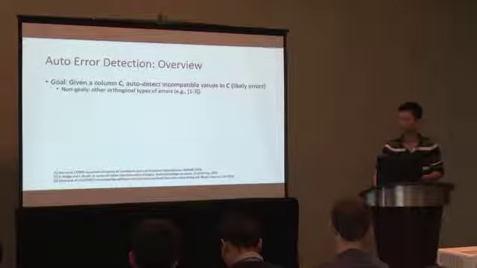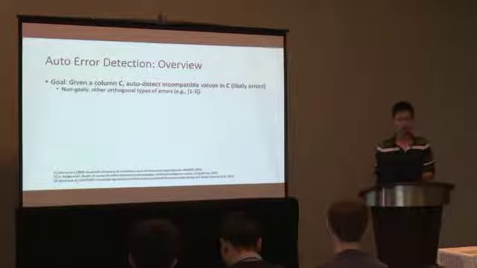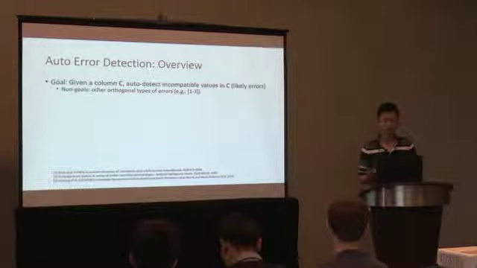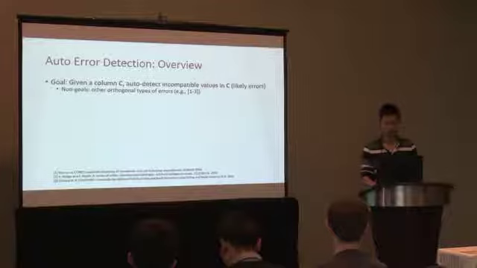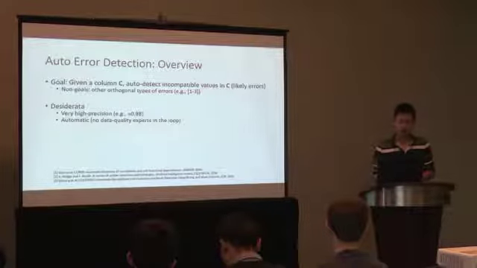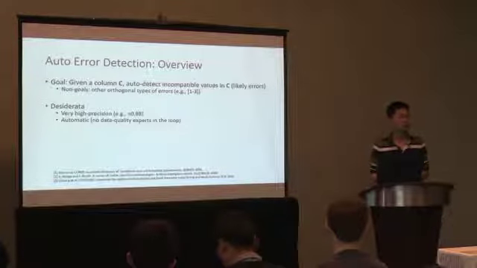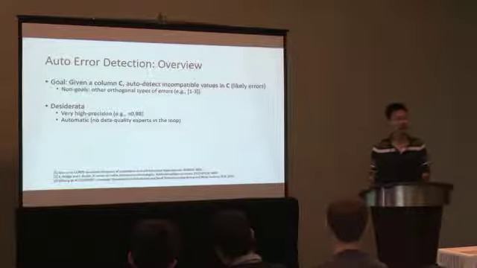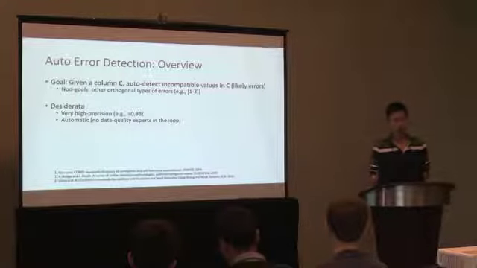In this work, we try to detect a very specific type of error. So given a column C, we want to detect values from that column that are incompatible with the rest of the column. Clearly, this is not meant to capture all types of errors that have been considered in the literature. The key requirements in this problem is that, first of all, we need to predict errors at very high precision because we don't want to bug end users with all kinds of spurious errors. And in addition, this needs to be automatic, and we have no experts in the loop.